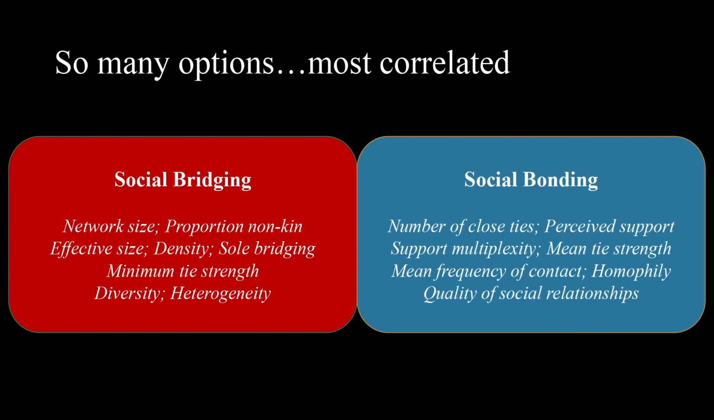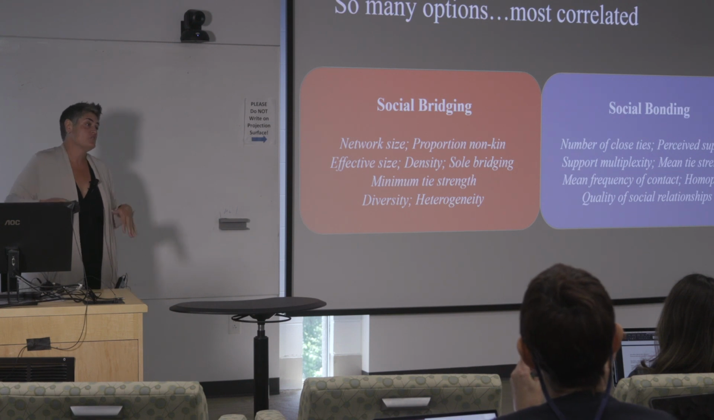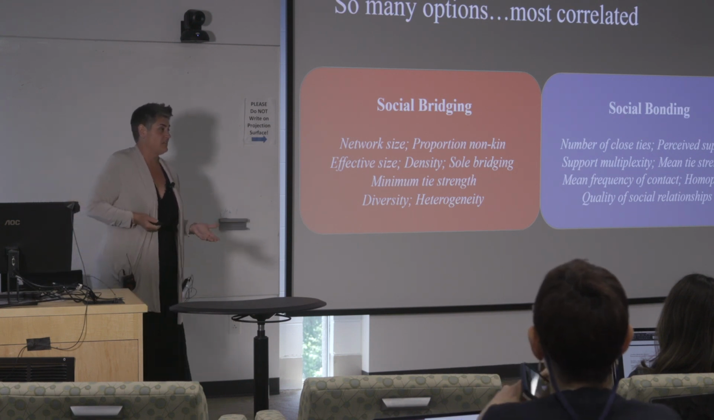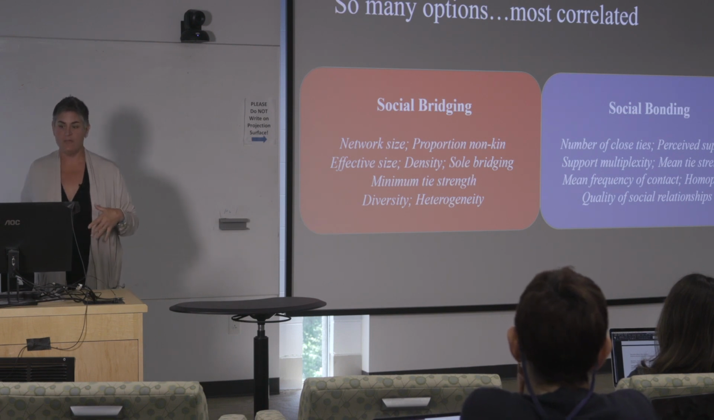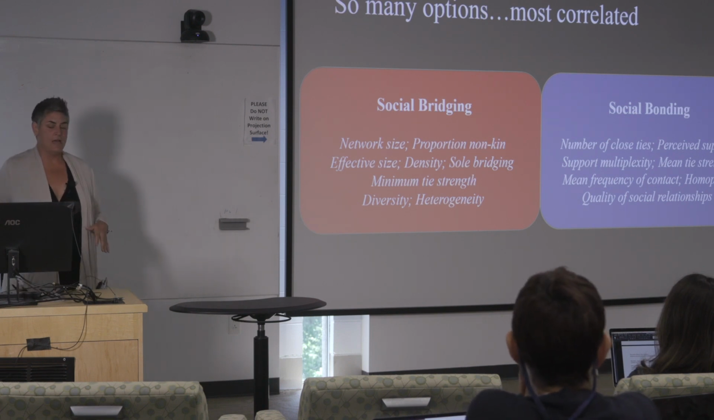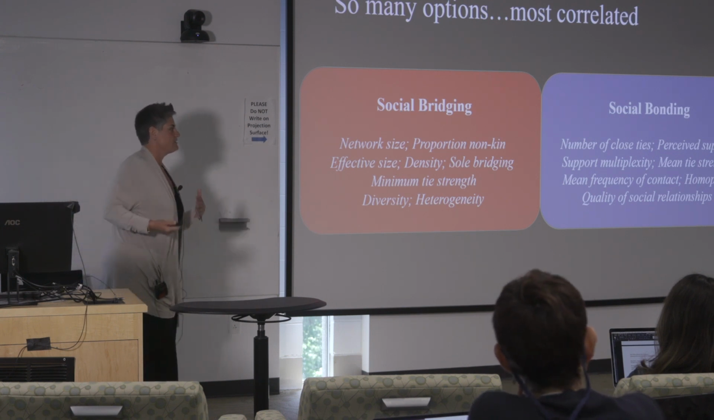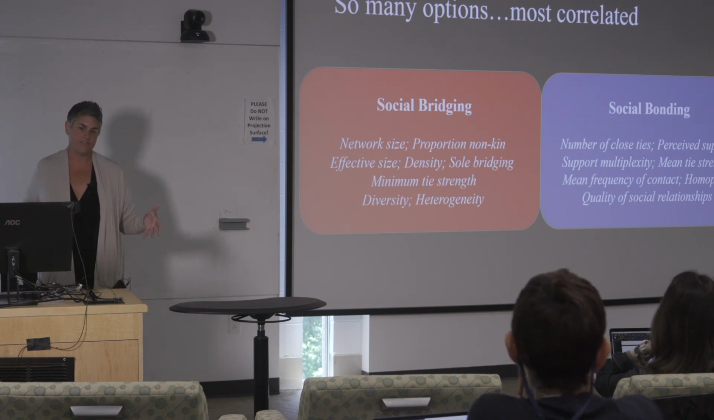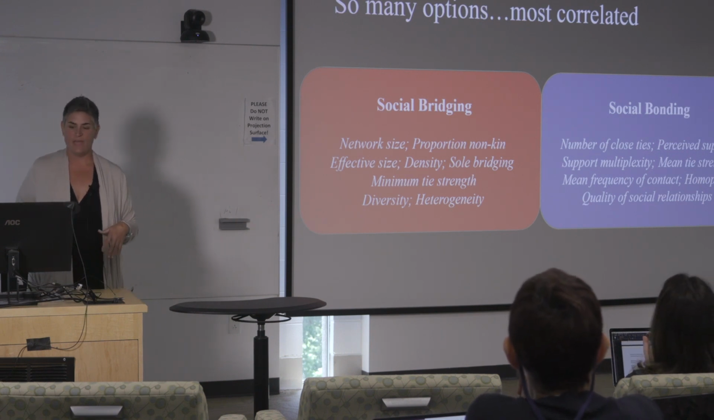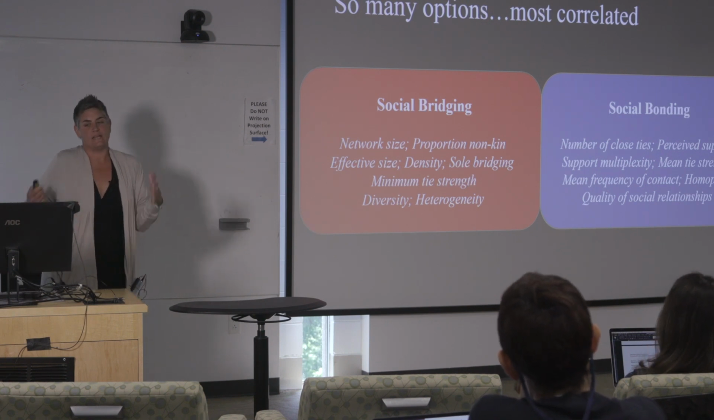And then on social bonding, we have a lot of these measures that we're creating from the network measures, but then we can also bring in subjective relationship quality measures, or perceived social support measures. So how often are you in contact with these people? We have support multiplexity, so how many different kinds of things do these people do for you? We have a closeness variable and a tie strength variable. So lots and lots of data, right?